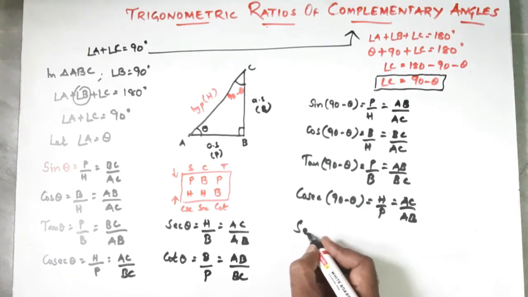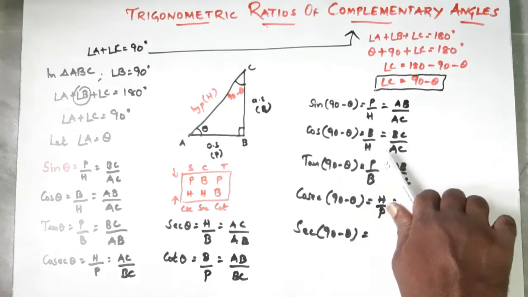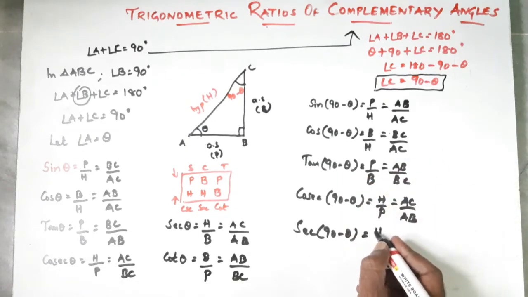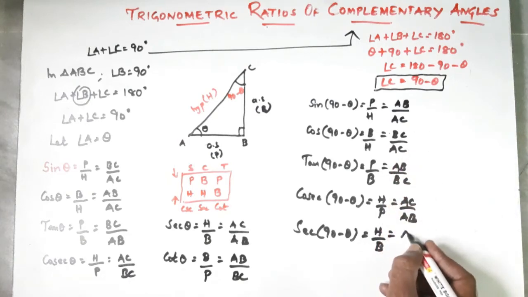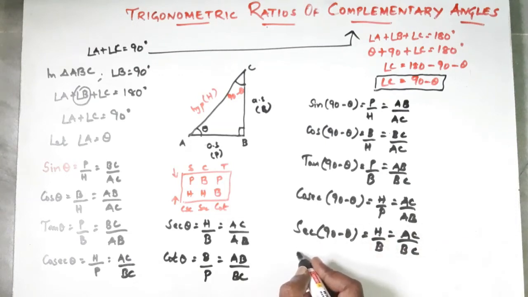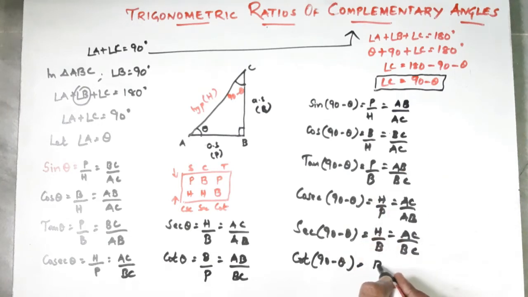Then sec 90 minus theta, the reciprocal of cos, is H by B, that is AC by BC. Then cot 90 minus theta, the reciprocal of tan, is B by P, which is equal to BC by AB.